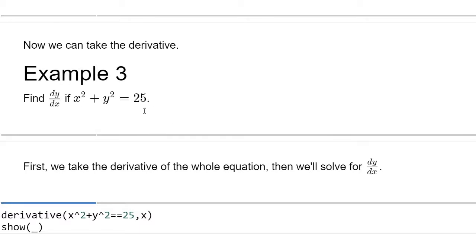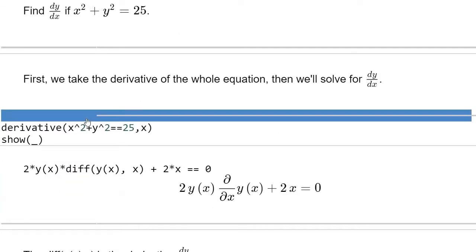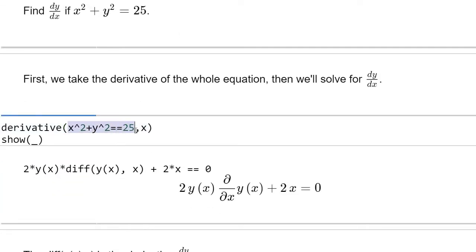So rather than trying to solve for y and doing it like we did before, we can just take the derivative of this equation. So here's the regular derivative command. We type the equation in. Remember the double equal sign. X is our variable we're taking the derivative with respect to. Here's what comes out, and then the show command gives me this nicer looking thing.